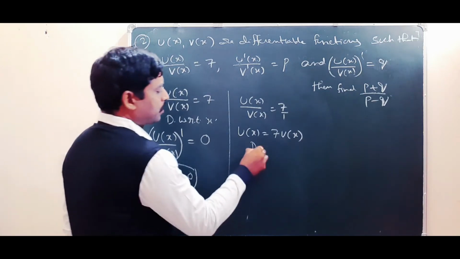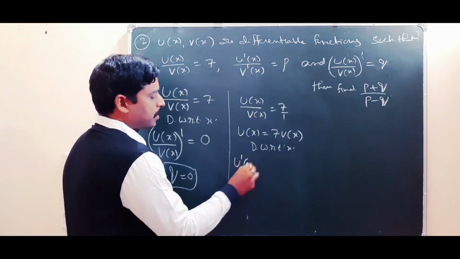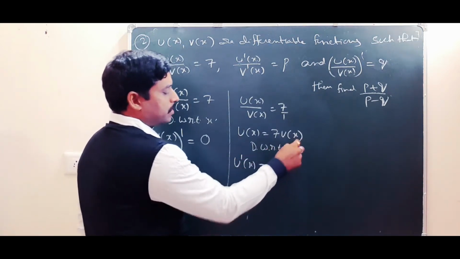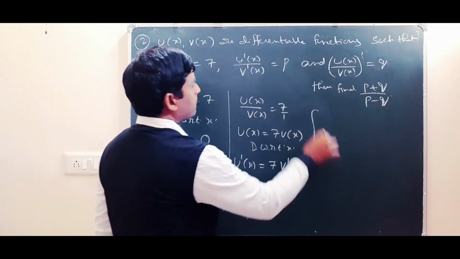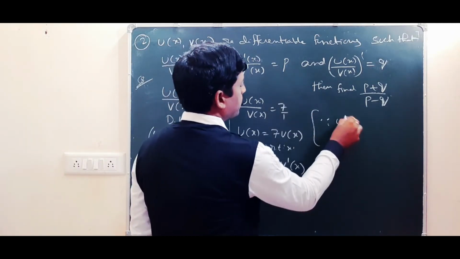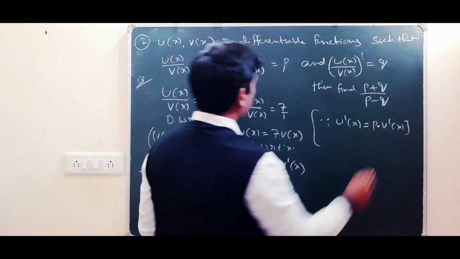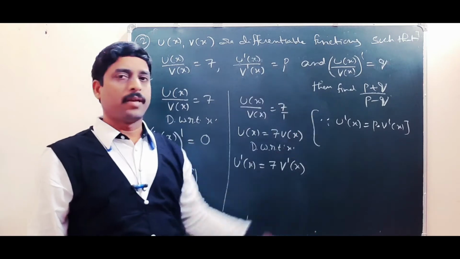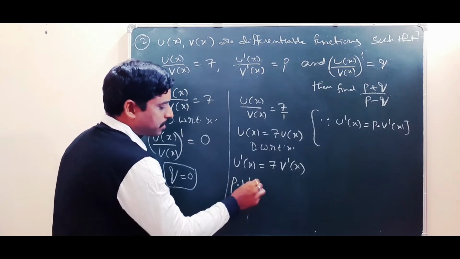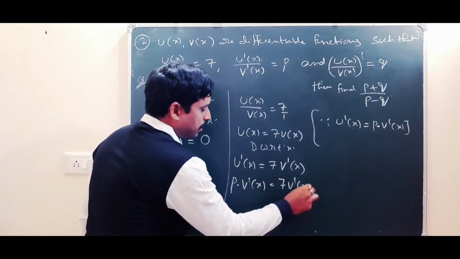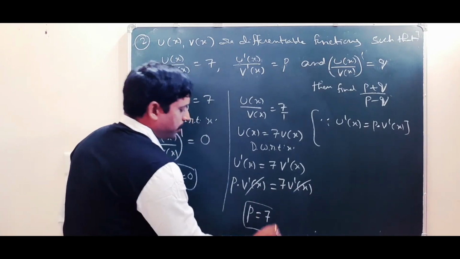Now differentiation on both sides with respect to x. Differentiation of u of x gives u dash x, is equal to 7 constant, and differentiation of v of x is v dash x. One condition is given: u dash x is equal to p times v dash x. So in place of u dash x we write p times v dash x is equal to 7 v dash x. Therefore both sides v dash x get cancelled. P value we got 7.